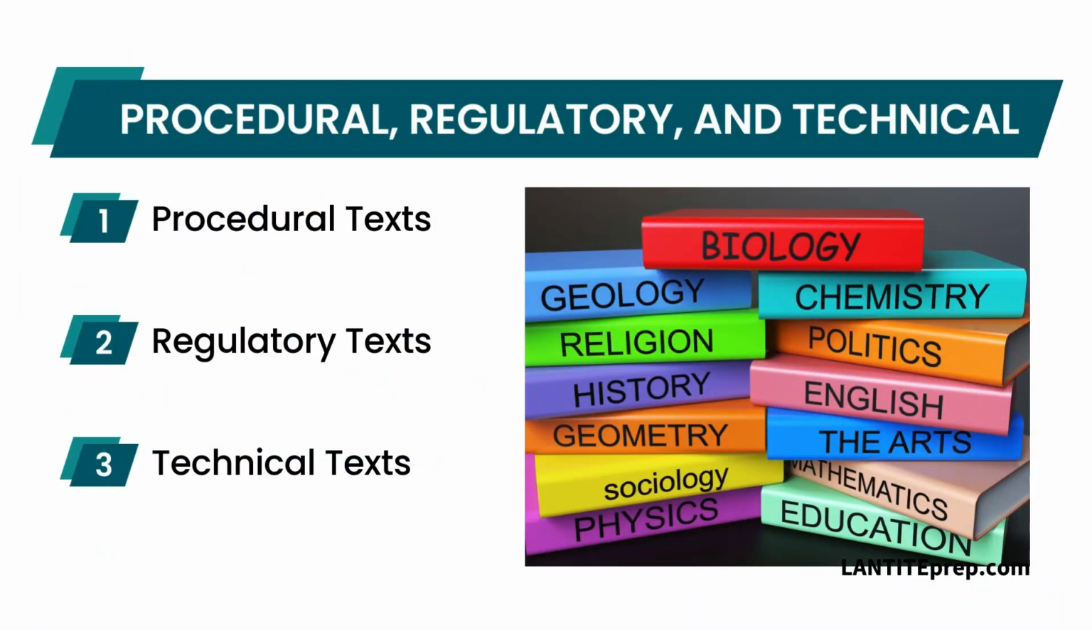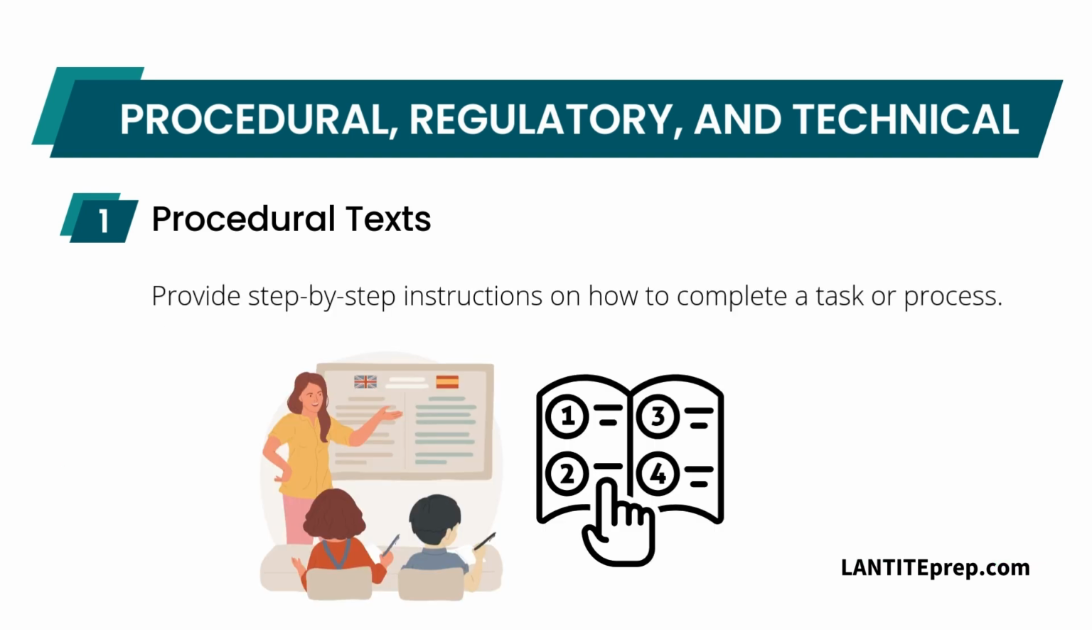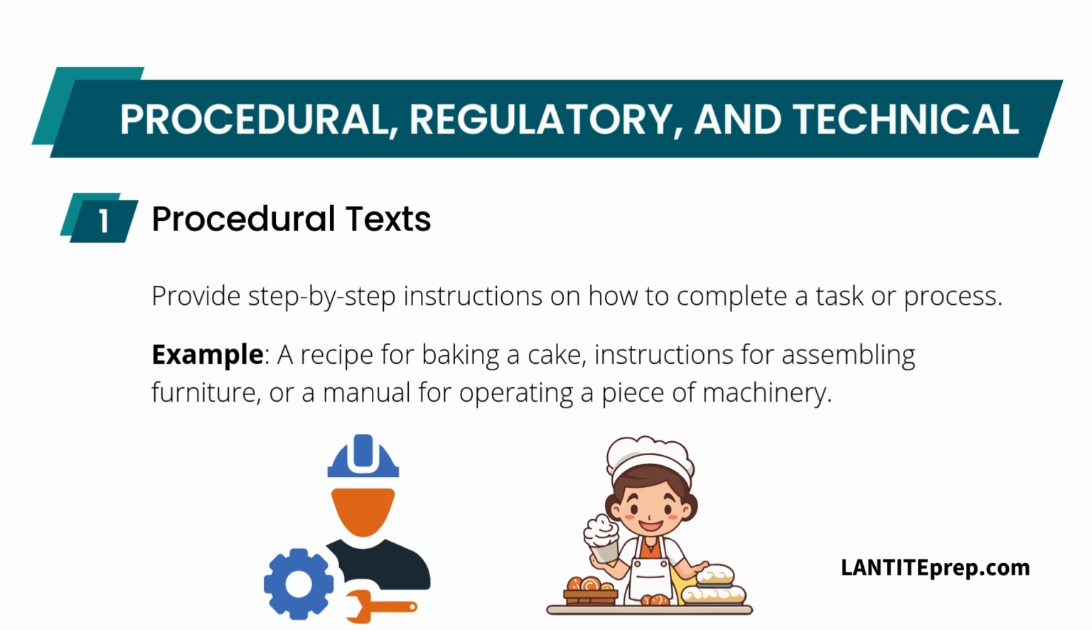Your LANTITE exam will include questions that check your understanding for procedural, regulatory, and technical texts. So let's make sure we understand what each are. First up, procedural texts provide step-by-step instructions on how to complete a task or process. They are designed to guide the reader through actions in a specific order to achieve a desired outcome. A recipe for baking a cake, instructions for assembling furniture, or a manual for operating a piece of machinery.